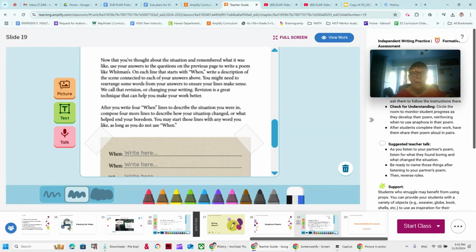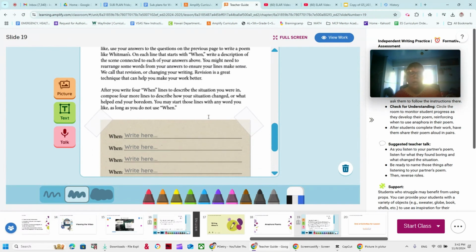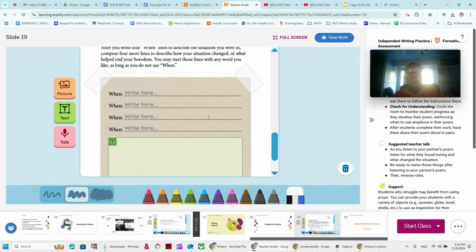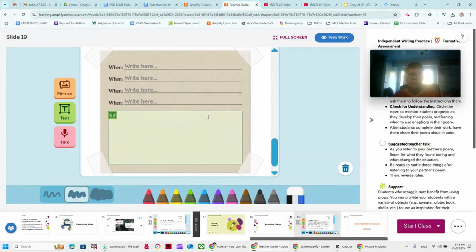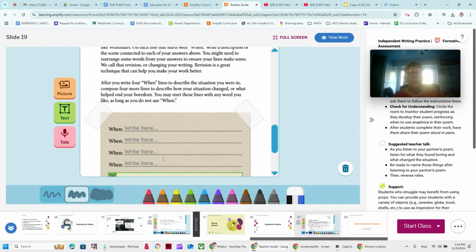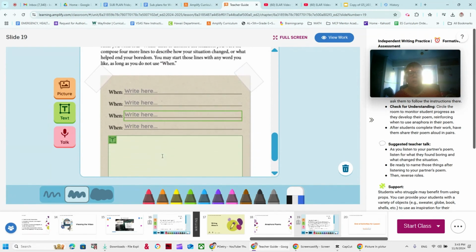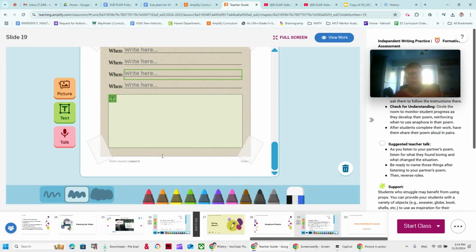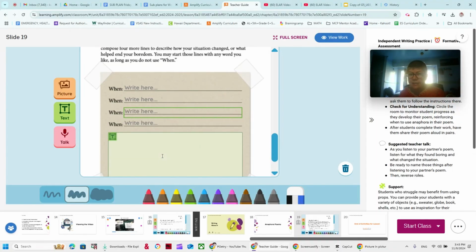After you write 4 when lines to describe the situation you were in, compose 4 more lines to describe how your situation changed or what helped end your boredom. You may start those lines with any word you like as long as you don't use when. So 4 when lines and then 4 lines with the new situation. Okay, very good. And just like always, when you're finished, if you have time to share and being very kind and helpful to each other would be great and fabulous.